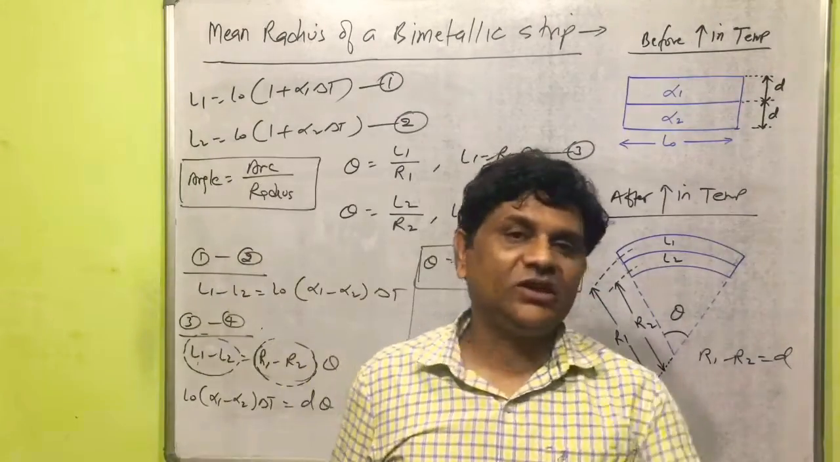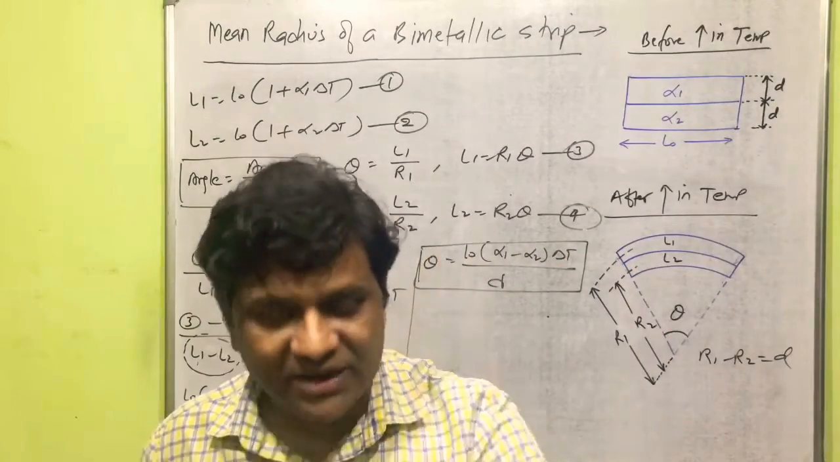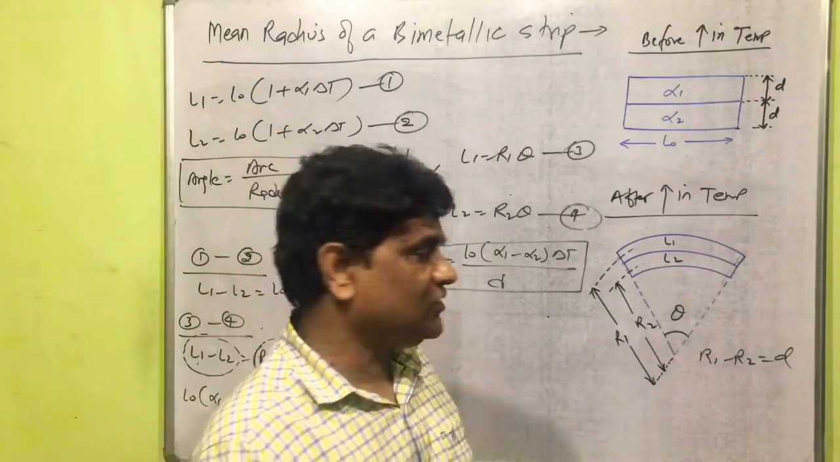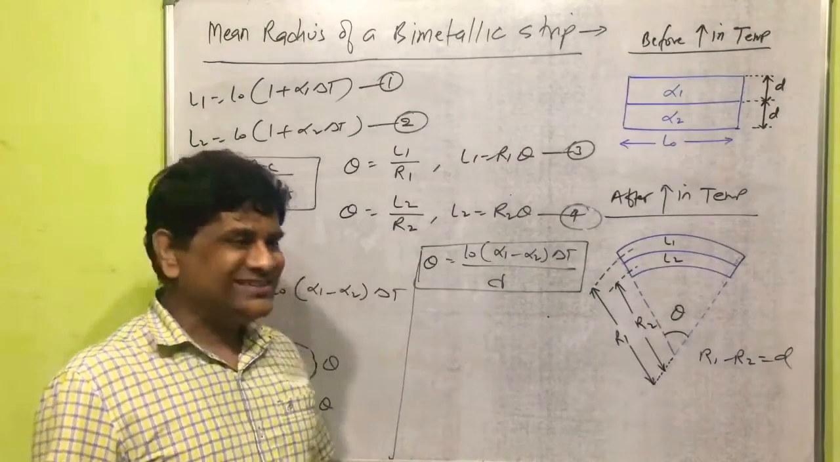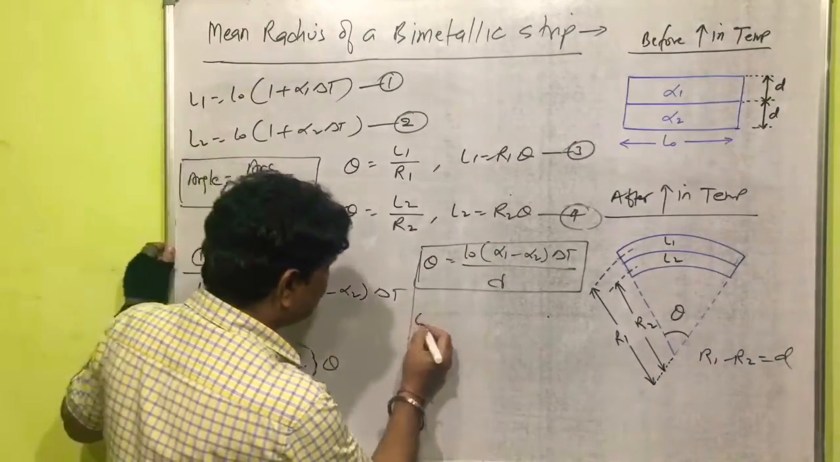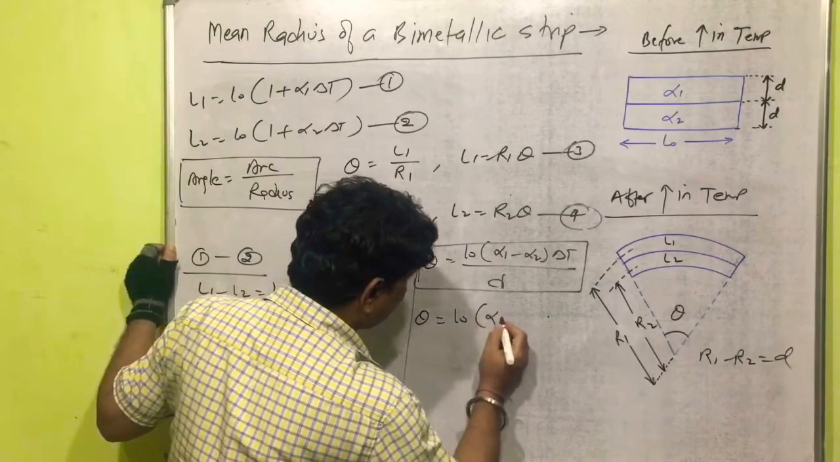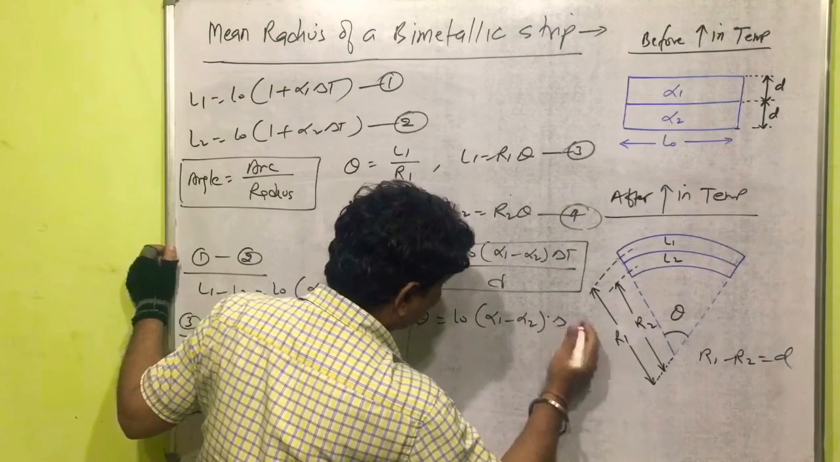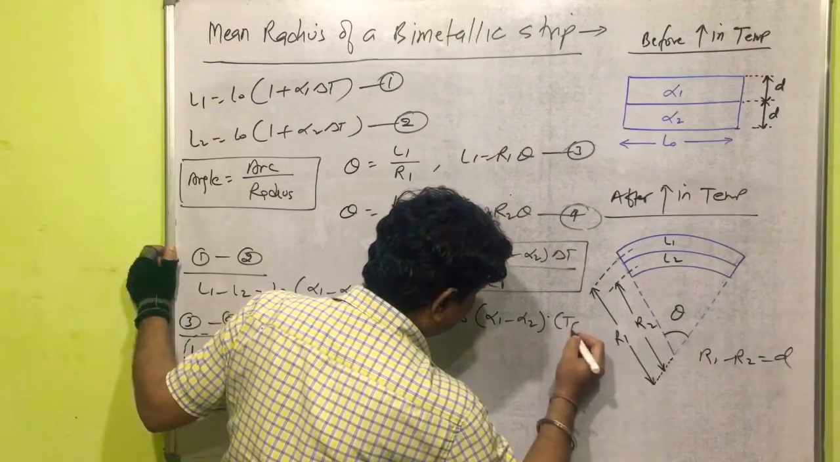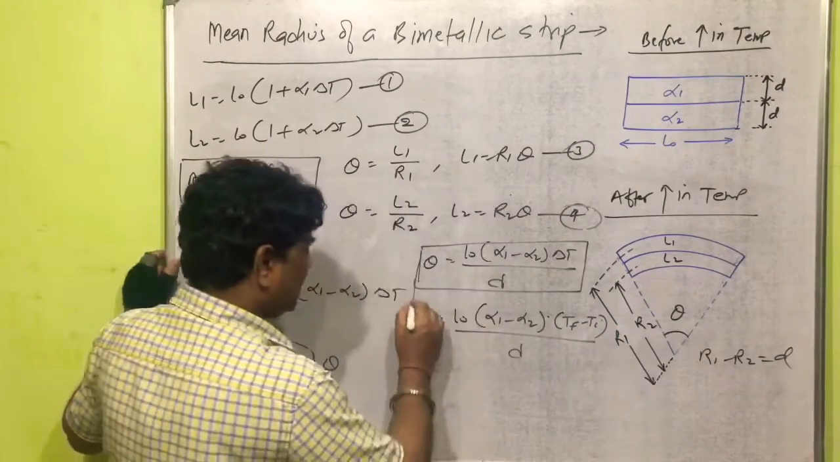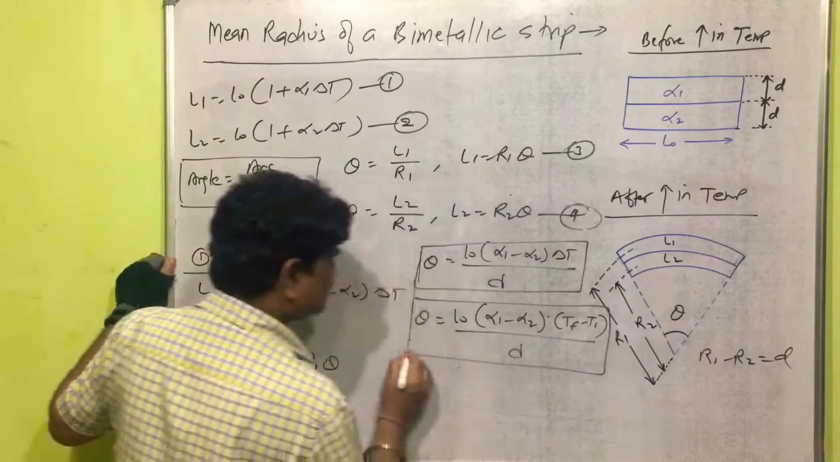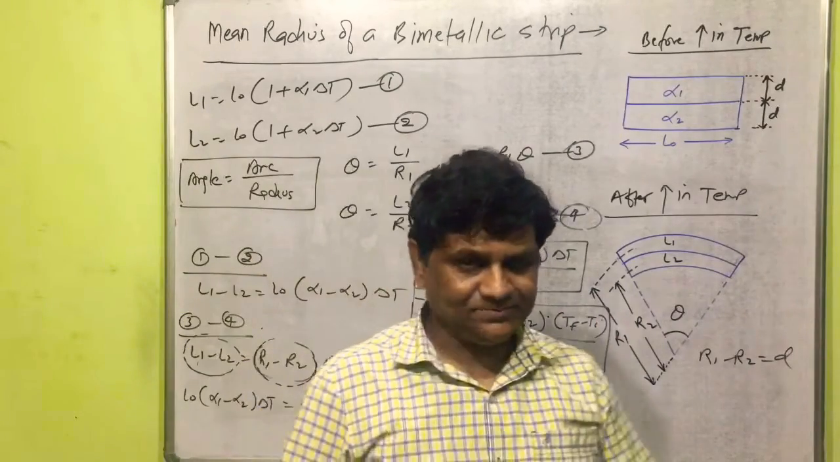Theta is the angle made by the arc of a bimetallic strip. Or we can write theta is equal to L0 into alpha 1 minus alpha 2 into delta t, which is t final minus t initial, divided by small d. So we are writing this relation in terms of theta.